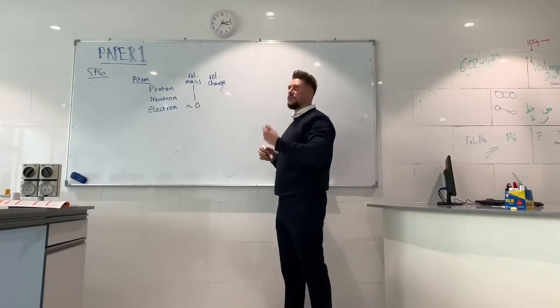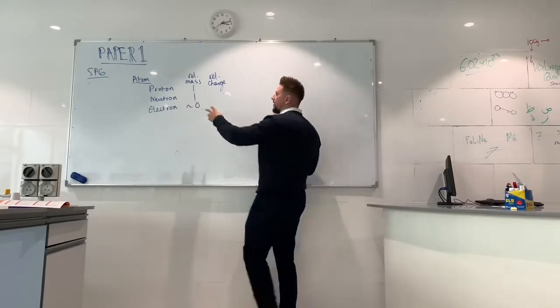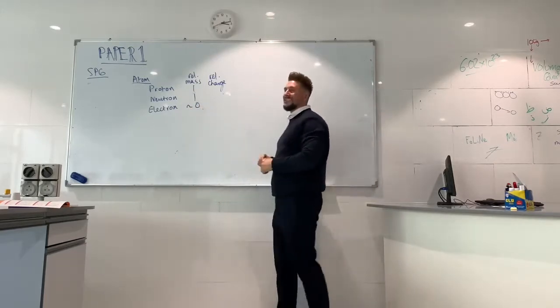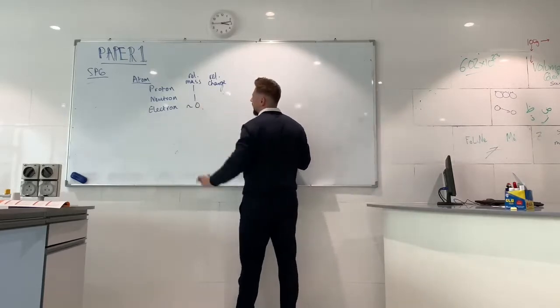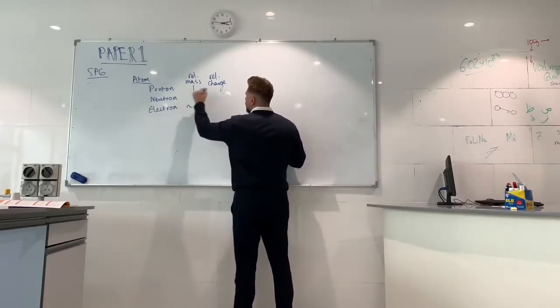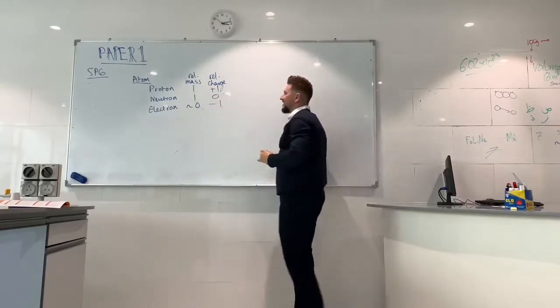It is a particle, it does have a mass. It's around 1/1000 something compared to the others, but we just assume it's 0. It's negligible, we don't need to use it or count it in calculations. The relative charge of the proton is +1, the neutron has no charge, and the electron has -1.